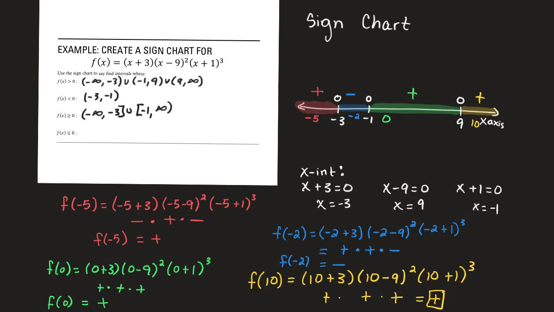And last but not least, where is it less than or equal to 0? I'm going to include the 0 points, but where the function is negative and 0 is negative 3 to negative 1, and those points are included because they are 0 there. Okay, that's it for this example. Let's go take a look at another one.